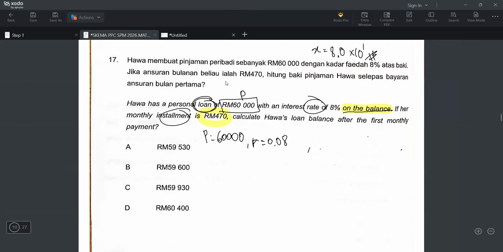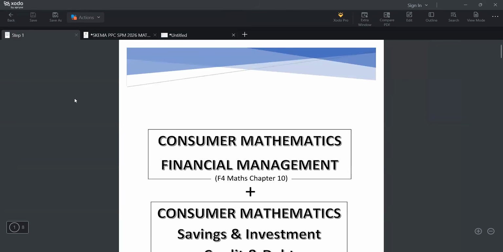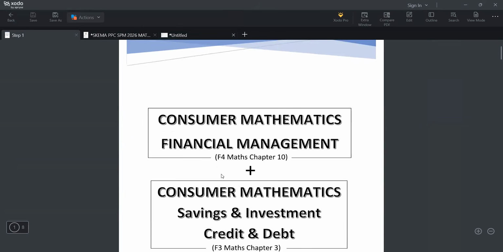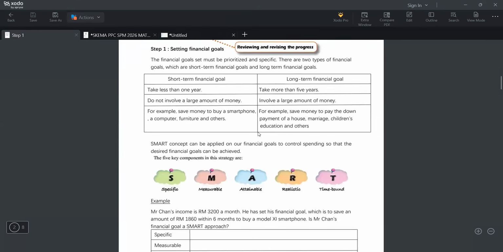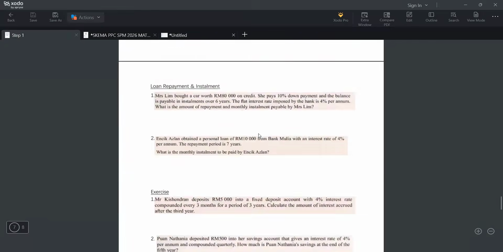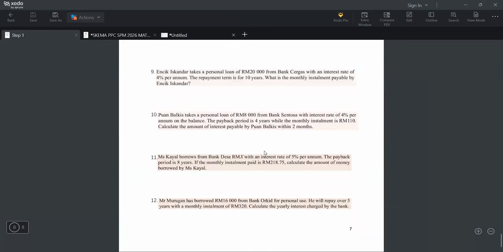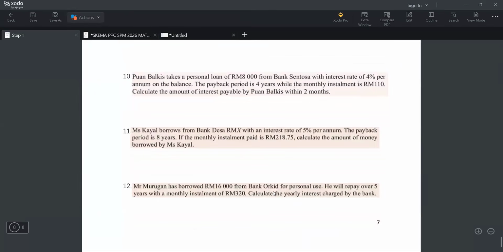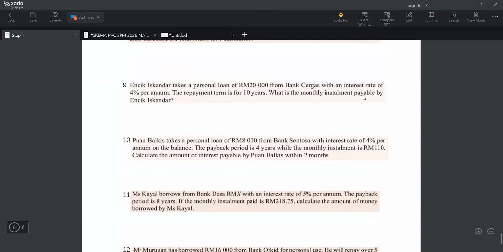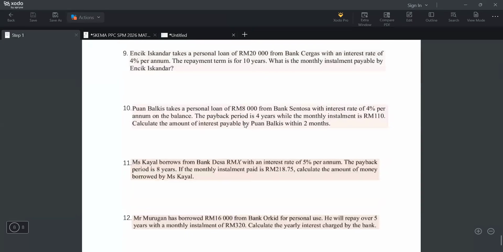So what I'm going to do now is show you my notes. These are the notes for my own students. When I teach this chapter, I usually combine the Form 4 Maths chapter 10 and Form 3 Maths chapter 3 together. I'm going to skip all this and just focus on the question I want, the on the balance question. Where is it? I remember it's somewhere here. What is the monthly installment pay? This is not the one, this is just the normal one. I'm trying to find on the balance. This one, I see it, number 10.